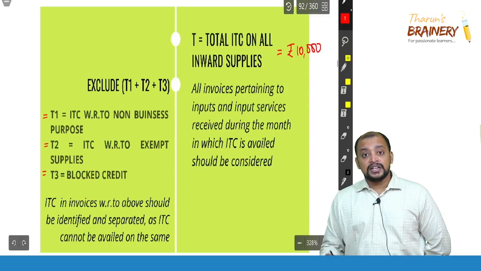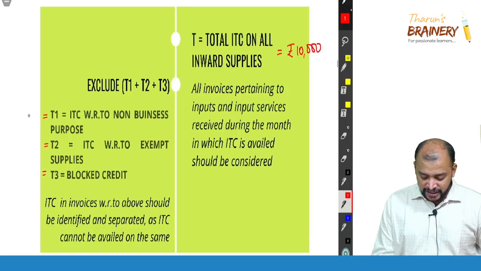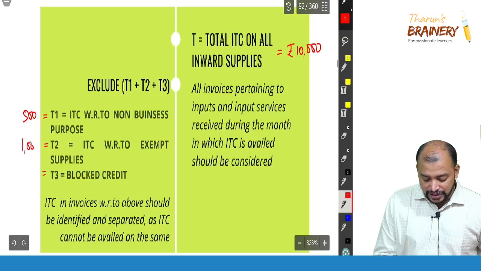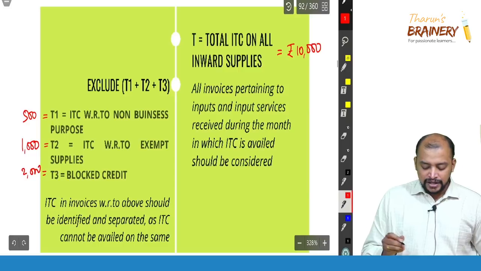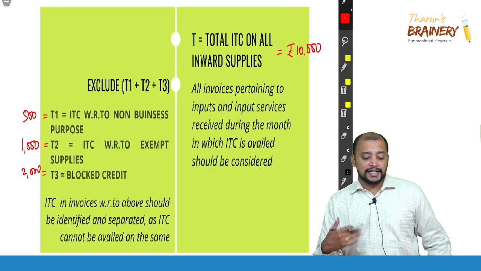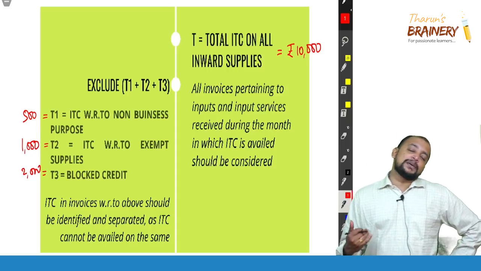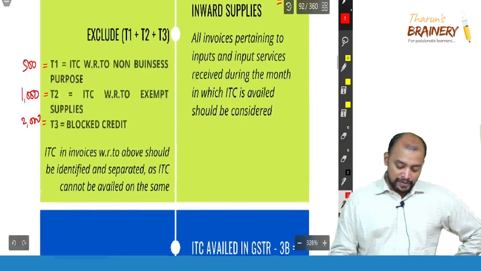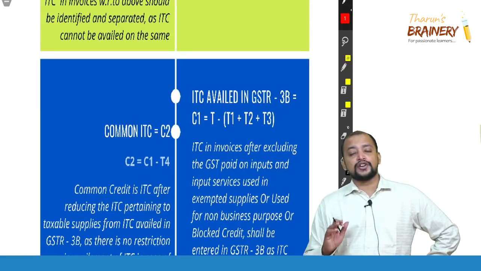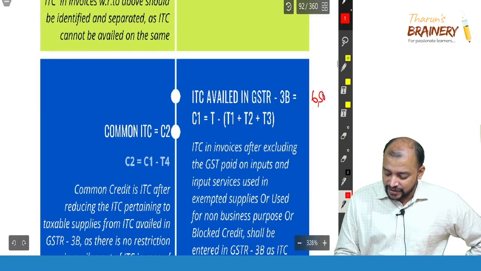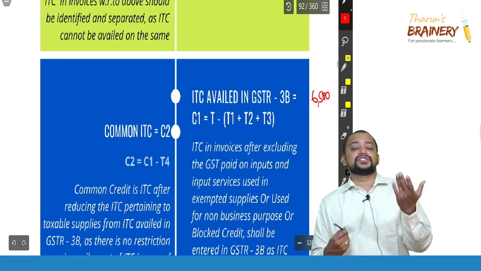How much of this is exclusively used for non-business purpose? Say 500. How much is used for exempted supplies exclusively? 1000. And how much is the blocked credit? 2000. So therefore 3500 rupees should be taken out. When you take out 3500 rupees from the 10,000, what is left? 6500 rupees. That 6500 rupees you will take as availment in GSTR 3B.